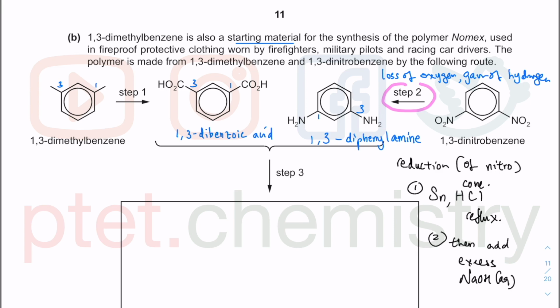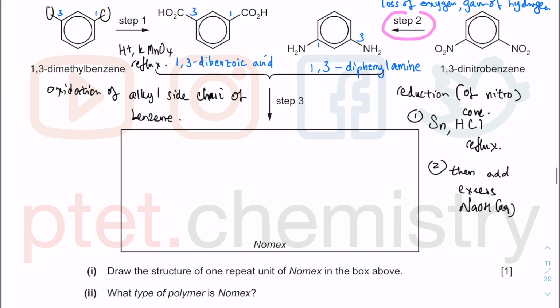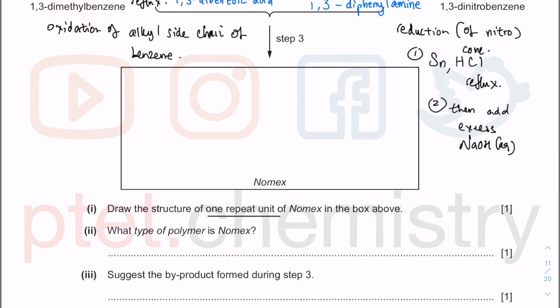This one here is an oxidation of the alkyl side chain on the benzene ring. So, a very special oxidation of the alkyl side chain of benzene as stated in the syllabus, and you just do this with acidified KMnO4 and reflux. Not too sure if they're asking you for the conditions or not, but they are asking us to draw the structure of one repeat unit of this condensation polymer.